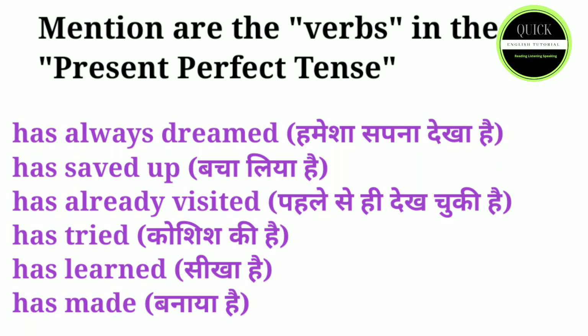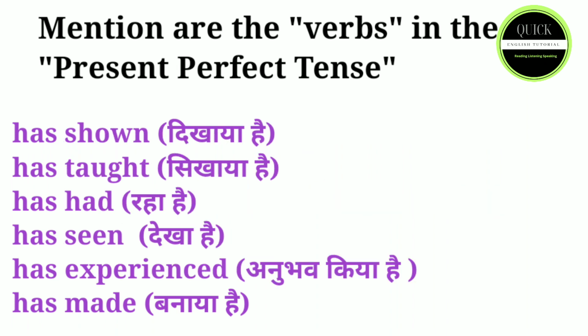Mentioned below are the verbs in the present perfect tense. Has always dreamed, has saved up, has already visited, has tried, has learned, has made, has shown, has taught, has seen, has experienced, has made.